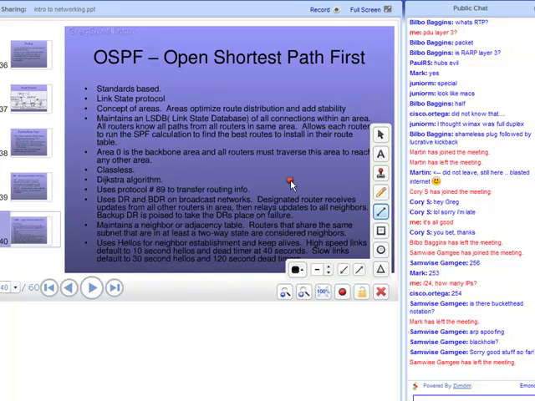When everybody is considered to be converged, it means everybody has the exact same topology table, so everybody has the same view of the network. Then they run the SPF algorithm, the shortest path first algorithm, and build their route table based off of the information they collected.